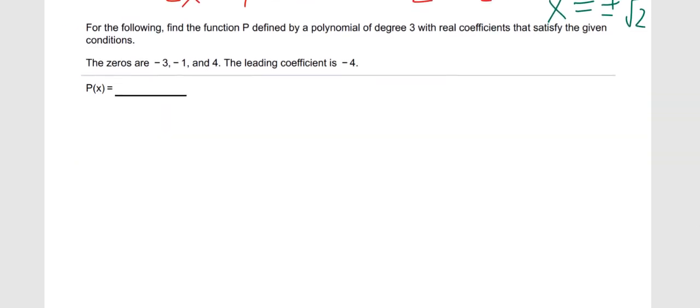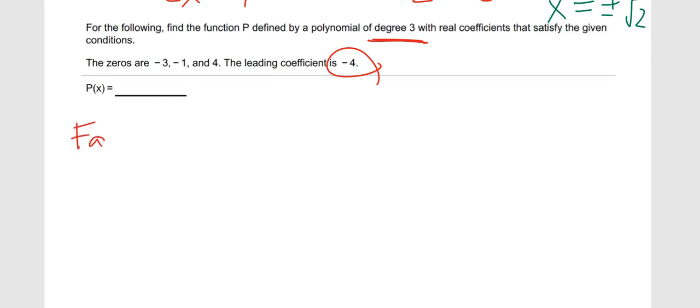For the following, find the function p defined by a polynomial of degree 3. Okay, so we know it has to be degree 3. It has to have real coefficients. Good, because I really didn't feel like doing imaginaries. That satisfy the given conditions. Okay, so we've got 3 zeros listed: -3, -1, and +4. And then they throw in a leading coefficient of -4.